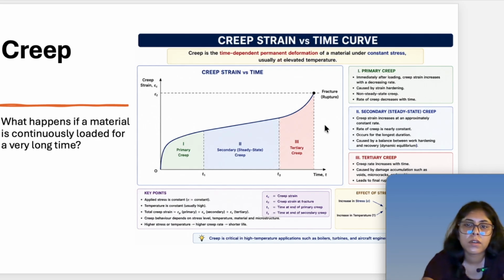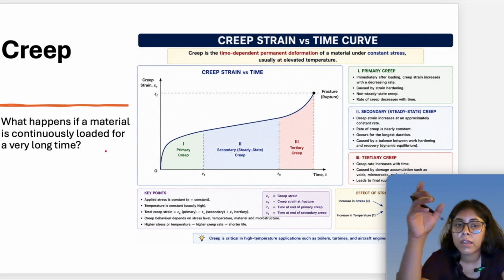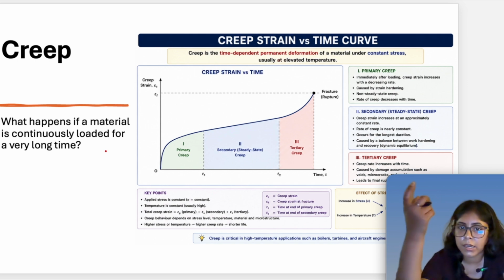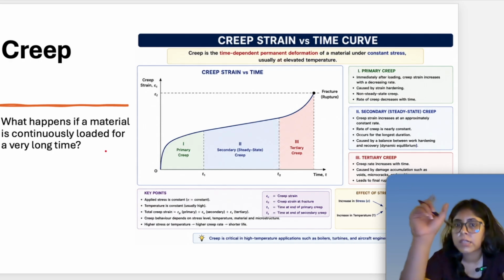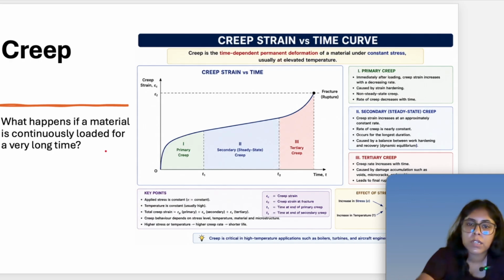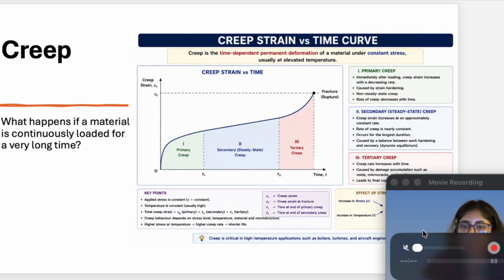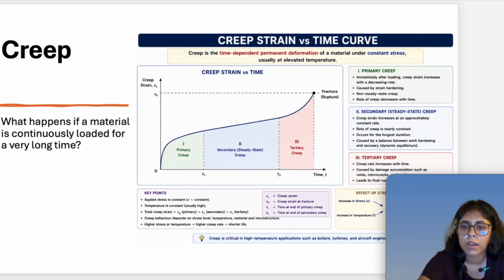So creep is when the material is continuously loaded for a very long time. If the material is loaded for a very long time, it may fail in creep. The strain that will be generated is known as creep strain. Okay, so with time it increases, right? We have creep of three types: primary, secondary, and tertiary.